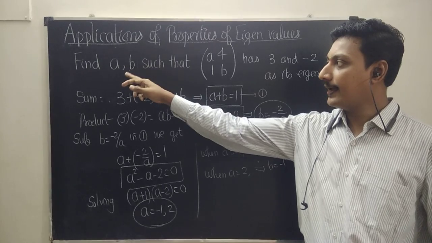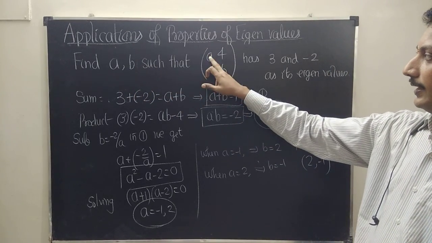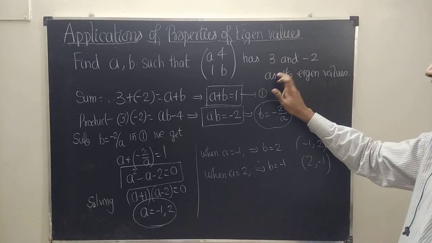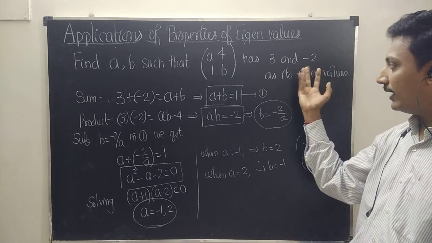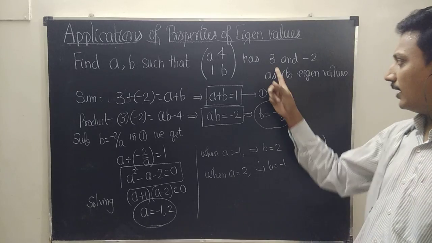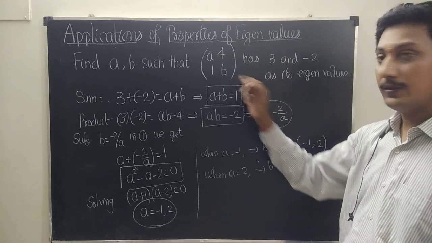Find A comma B such that the 2 by 2 matrix with rows A, 4 and 1, B has 3 and minus 2 as its eigenvalues. So what have they given? They have given the eigenvalues of the 2 by 2 matrix. A 2 by 2 matrix has only two eigenvalues. They are 3 and minus 2. Now the question is, what are the unknowns A and B?